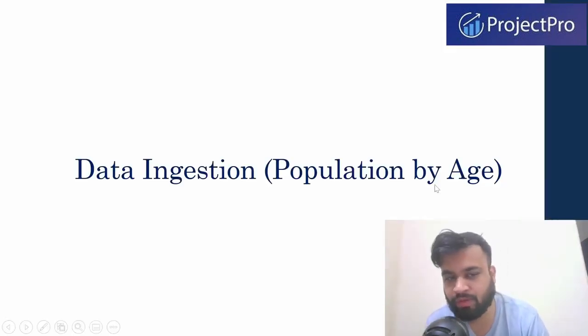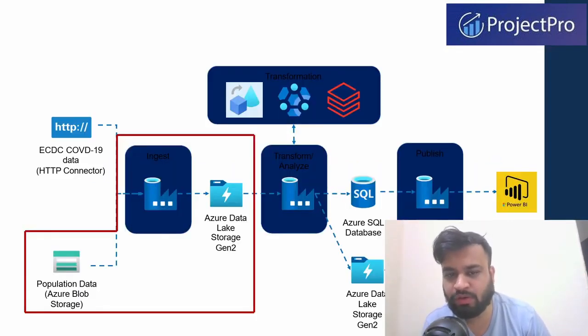Okay, so now we are going to start our ingestion, and we are going to ingest the population data from the Europe region. In our solution architecture, we are going to have the population data uploaded into Azure Blob storage, and after that we are going to ingest it into the Azure Data Lake Storage Gen 2 account which we have created. We have the Azure storage account as well as the Gen 2 account ready in our resource group, and we are going to do all of that using Azure Data Factory.